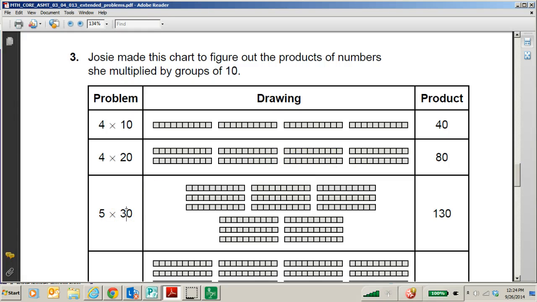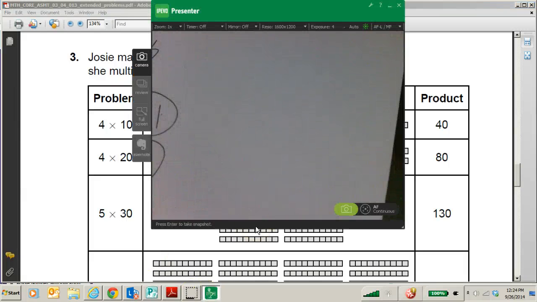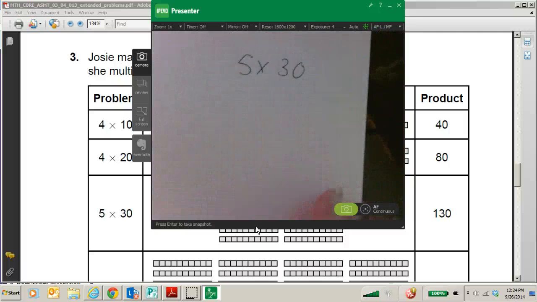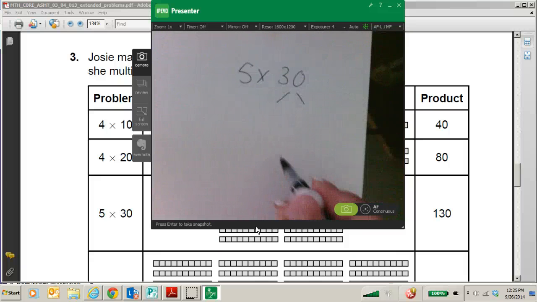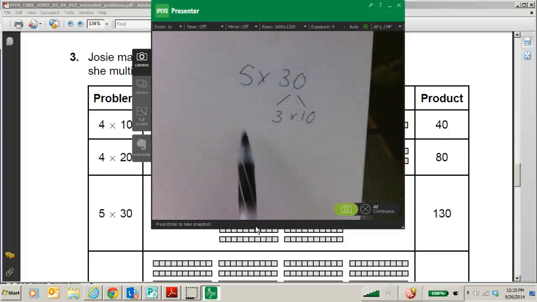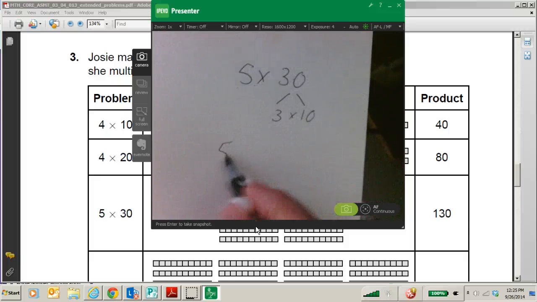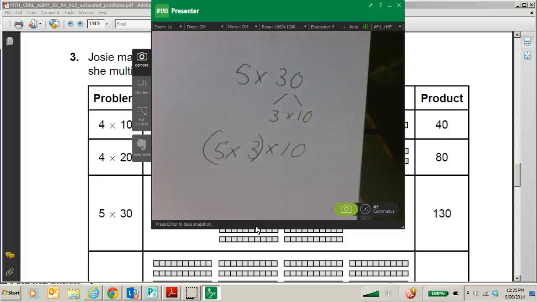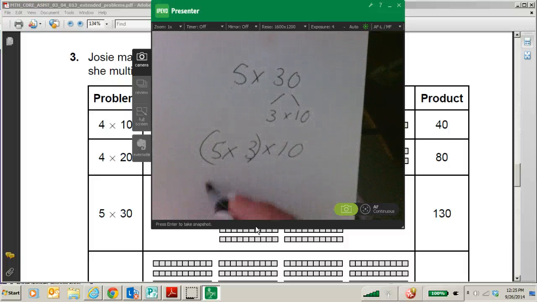Now, a trick that students learned, which is not really what we want to focus on, is students can say, well, I know, or they can decompose this number, 30, into 10 and 3. So I'm going to turn on my webcam and just show you what I'm talking about. If you have 5 times 30, we don't want students just to learn a trick, but we do want students to think about that decomposing, that this is a 3 times a 10. We could write it like this, 5 times 3 times 10. So we could do the first part first. 5 times 3 is 15.